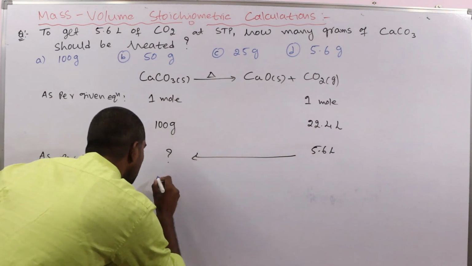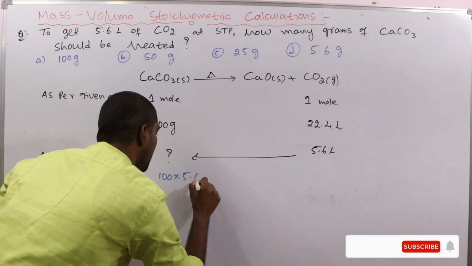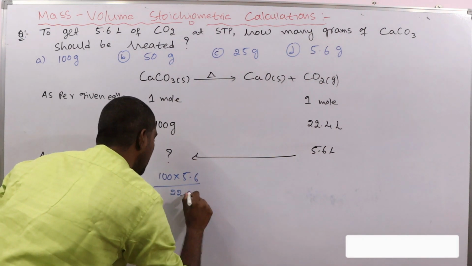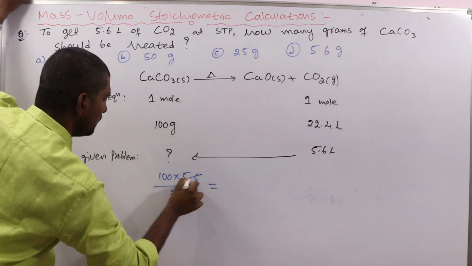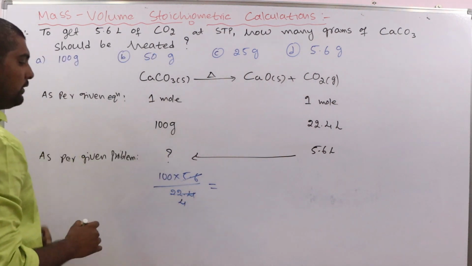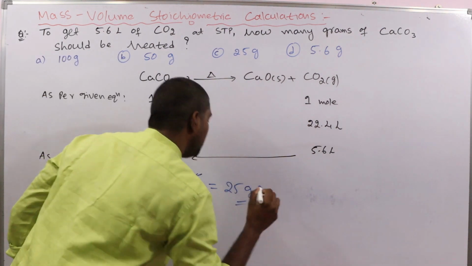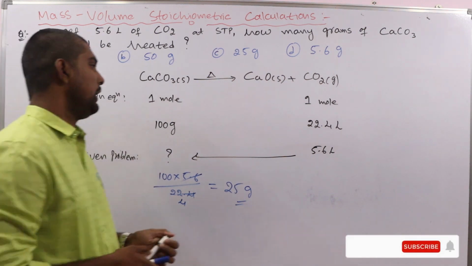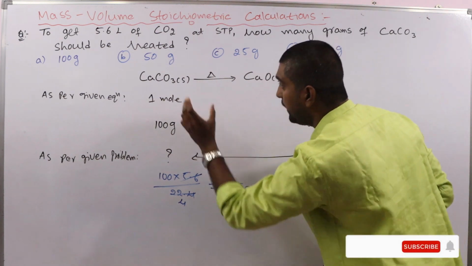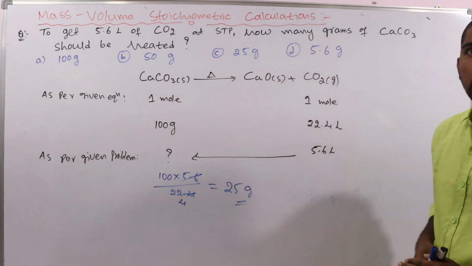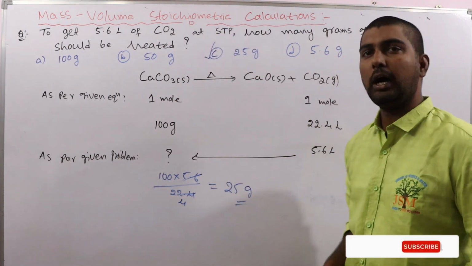Now do the cross multiplication. 100 into 5.6 by 22.4. This will get cancelled 4 times, and here it is 100 by 4, that is 25 gram. So to get 5.6 liter of carbon dioxide, we have to heat 25 grams of calcium carbonate. Clear? So what is the answer here? Option C is the answer.